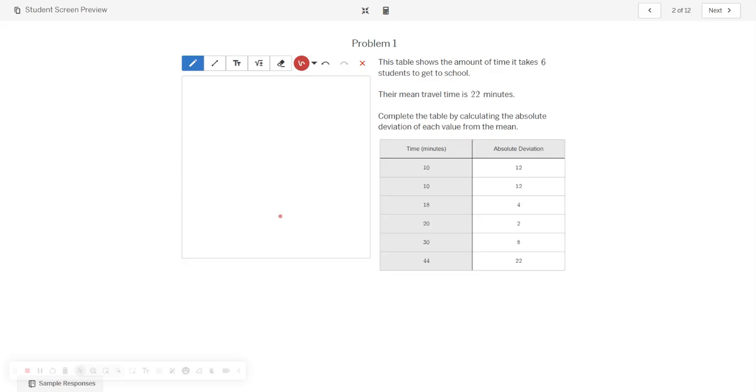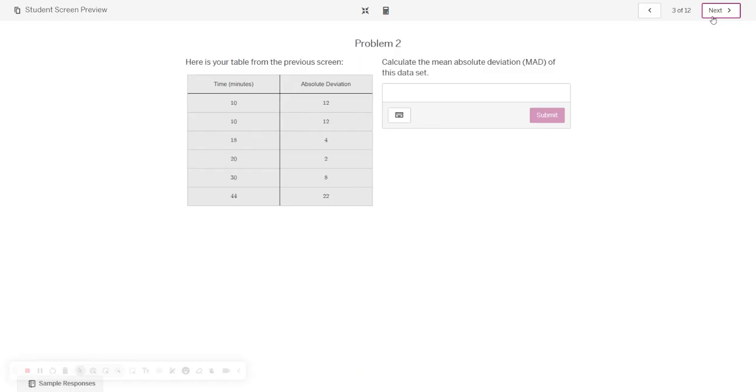I've got 12, 12, 4, so 24, 28. 2 is 30. 8, sorry, that's a 2. 8 and 22 is also 30. And so when I add these up, I get 60, and I would divide, and I get 10. So I'm thinking that the MAD is 10. Let's see if they ask me to do that. Yep, there we go. Calculate the mean absolute deviation. They don't give you any space to work this one out. But you add all of those up, I got 60. I divided by 6, and I got that the mean absolute deviation is 10.